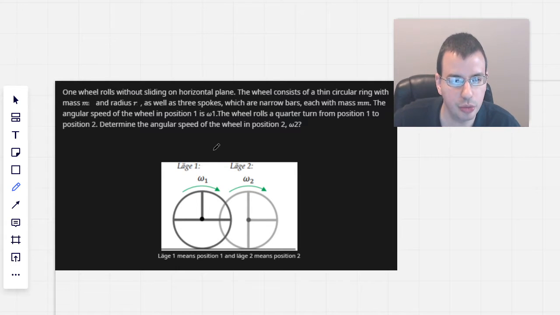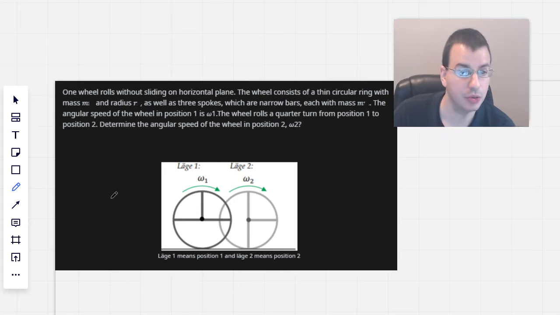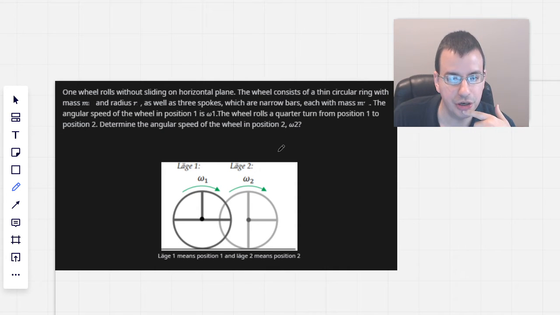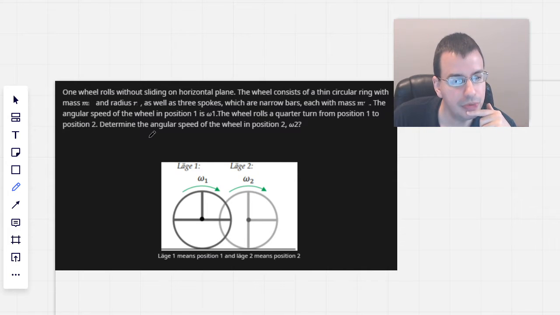As well as 3 spokes. That is an odd number, which are narrow bars, each with mass m. The angular speed of the wheel in position 1 is omega 1, angular speed 1. The wheel rolls a quarter turn from position 1 to position 2. Determine the angular speed of the wheel in position 2.